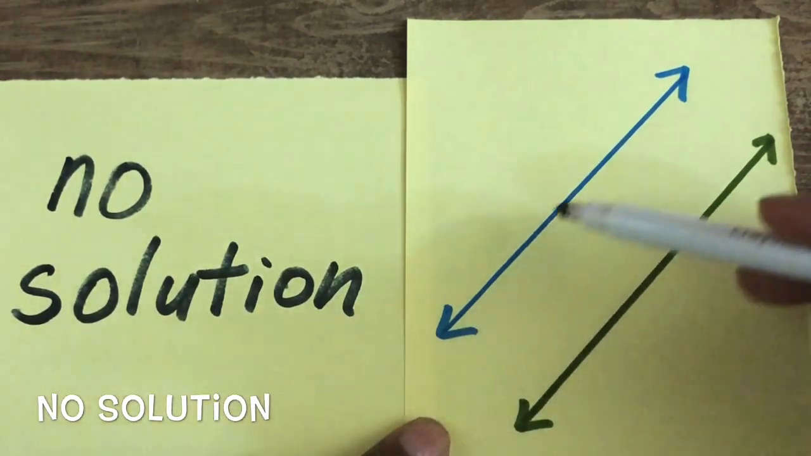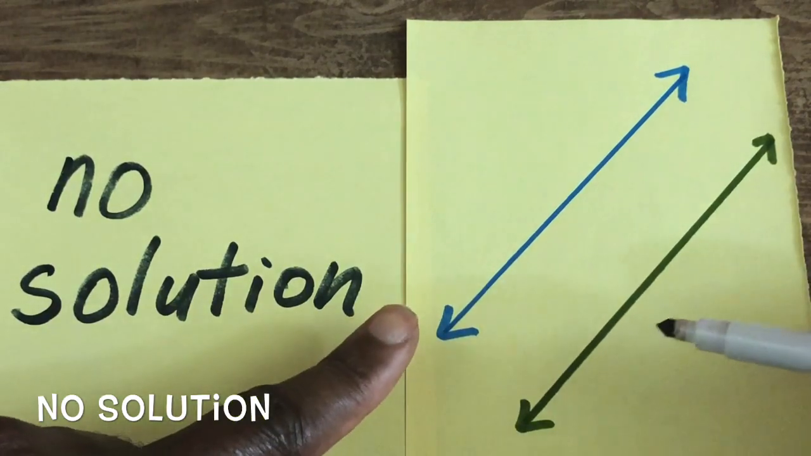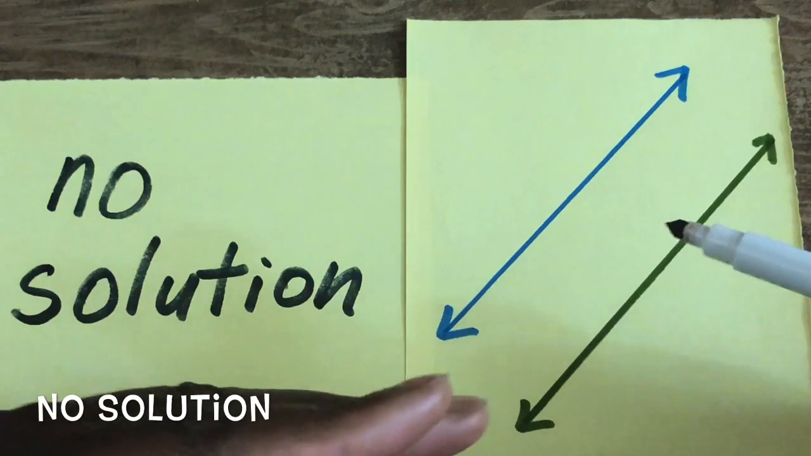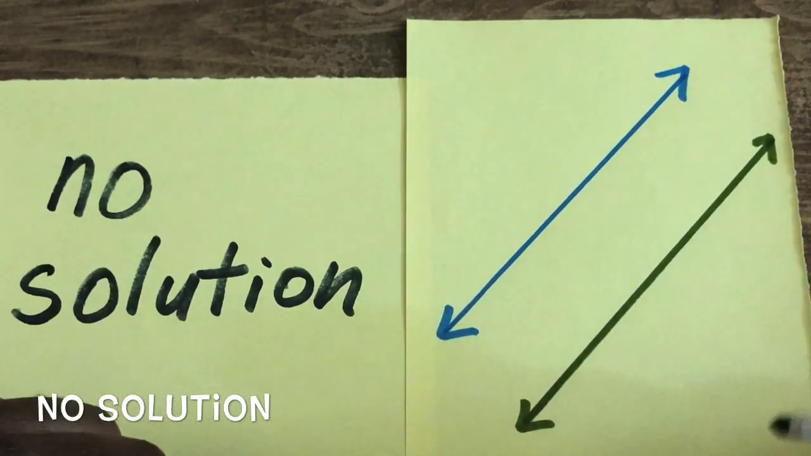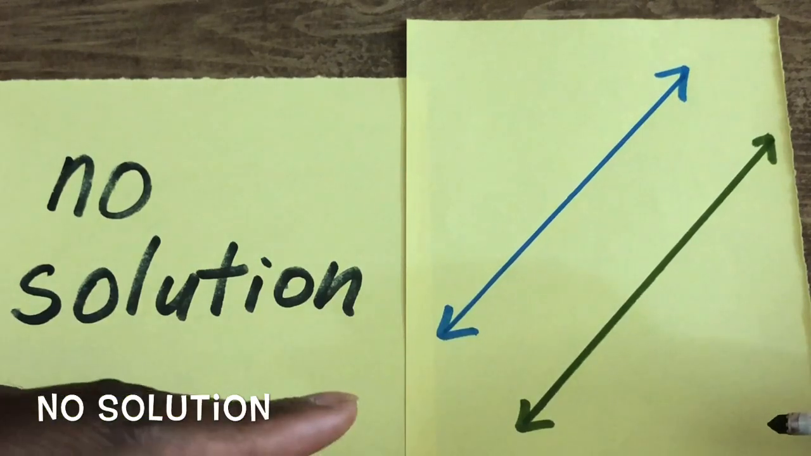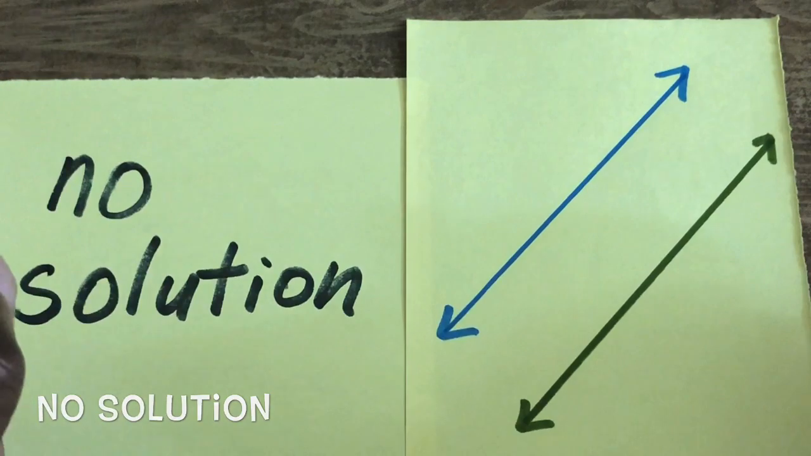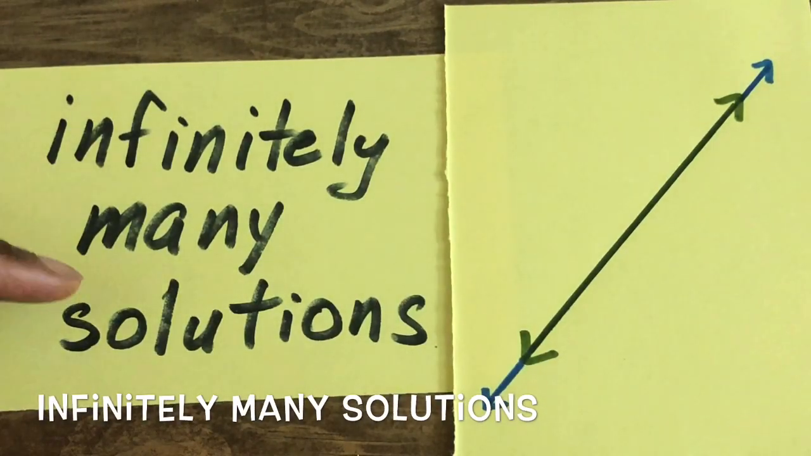Now take a look at these two lines graphically. I see one blue line and one green line. These two lines do not intersect, so they're not going to have a point where they meet each other. That means there is no solution. There is no point where these two lines are going to cross or intersect each other. That's no solution.